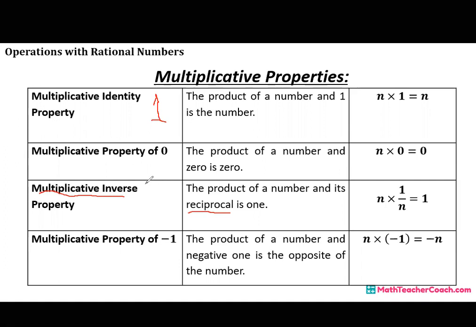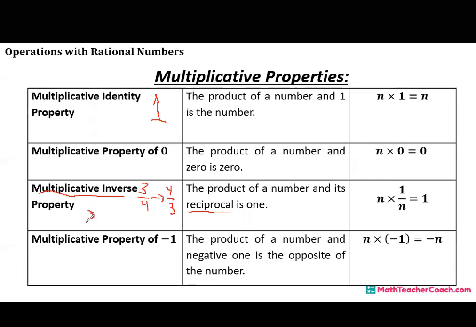Let me give you an example. If you have 3 out of 4, the multiplicative inverse will be equal 4 out of 3. When you multiply them together, 3 over 4 multiplied by its reciprocal, which is 4 over 3, the answer will be equal 1. This is the number, this is its reciprocal, and the answer will be equal 1.